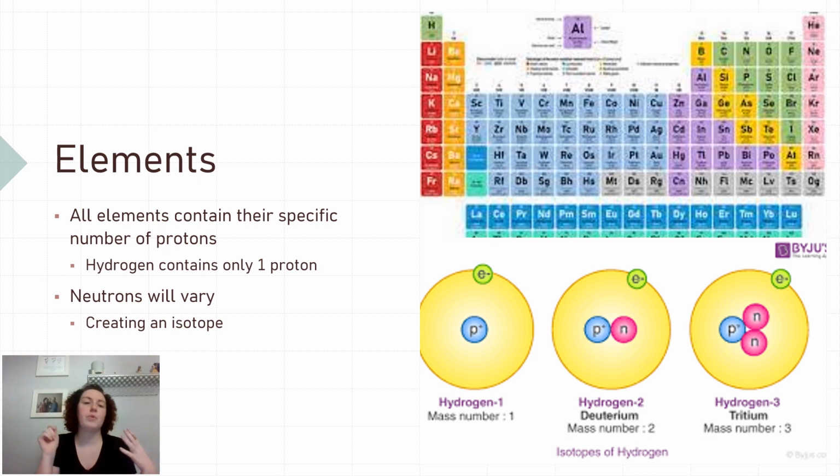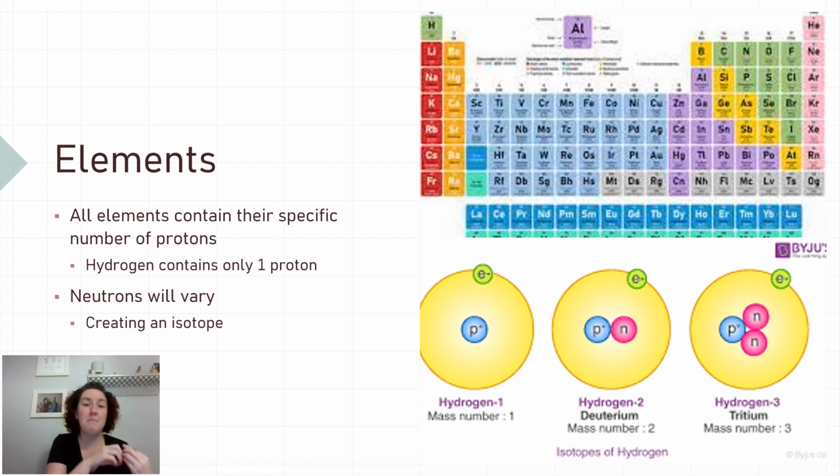So we need to rewind our brains all the way back to 6th grade science: the elements of our periodic table. All of the elements contain a very specific number of protons. We use that specific number of protons to identify the element. So hydrogen has 1 proton, so we also identify it as element number 1.